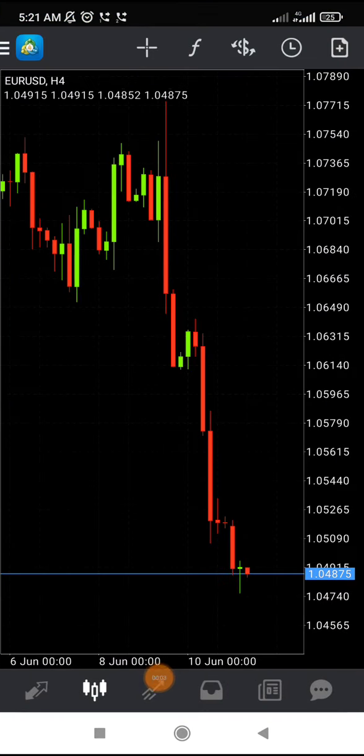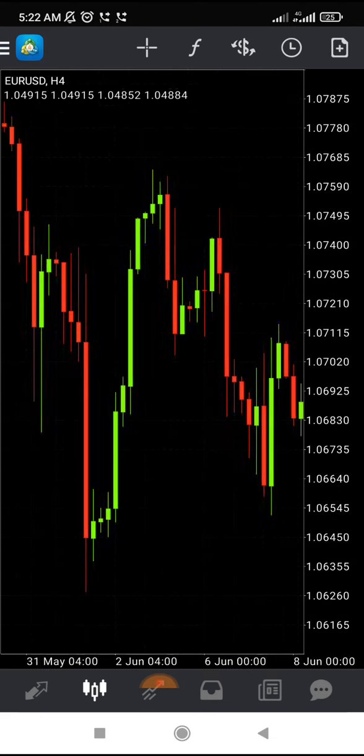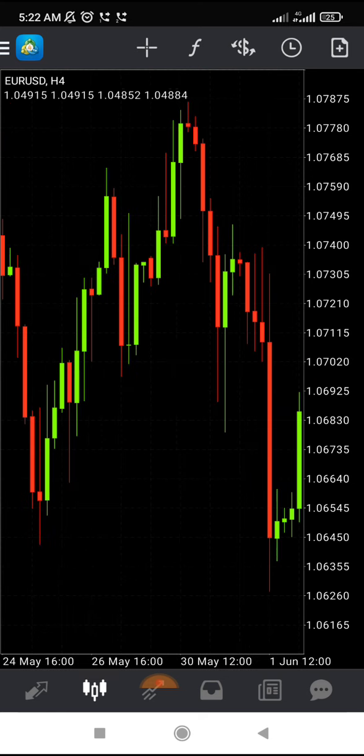Okay, hello. I want to touch a little on the phone strategy. It's a simple but effective strategy. I've been using it on my phone for months now. It's so simple. I will try to look for setups.